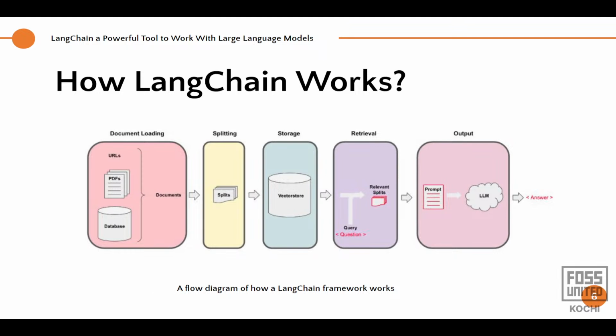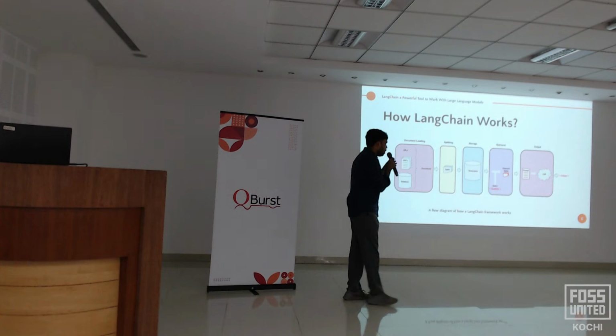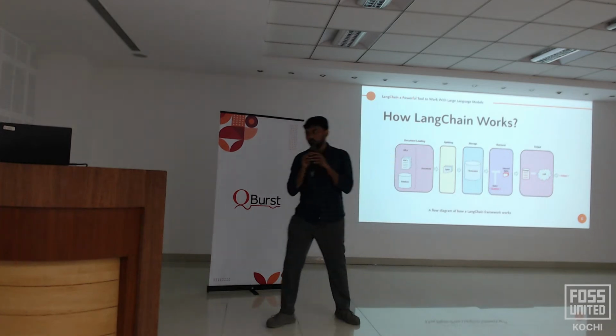In the retrieval part, the query will come, for example, who is the captain of the Indian cricket team. It will embed the question, and we will get the relevant splits, that is the top K most probable answers from the vector store, and we will pass them to the prompt. Then we ask the LLM in such a way that this is the question and these are the possible examples, so from that, pick the best one. In that way, we will get the output from the LLM.